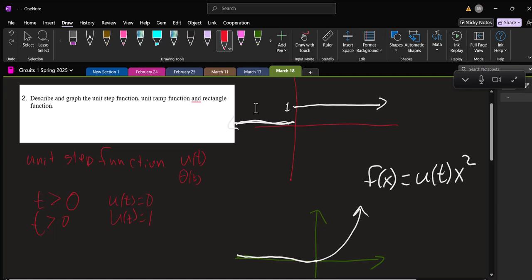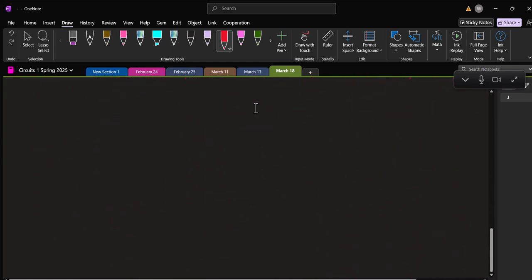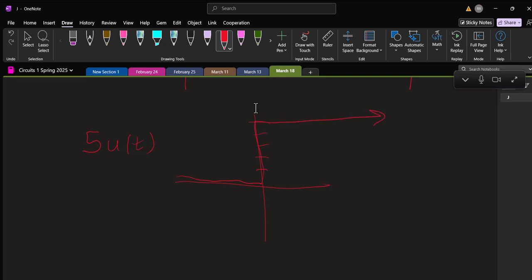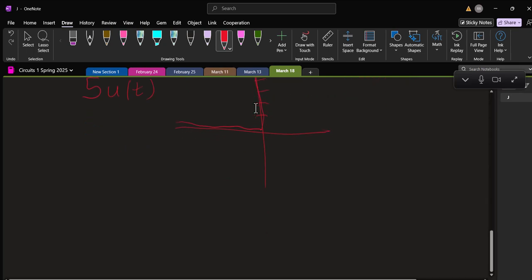Okay, now the unit ramp function. Oh, one last thing with the unit step function. So 5u of t, all that does is multiply it by 5, and so you get to 0, 1, 2, 3, 4, 5, and then it goes up to 5. So that's 5u of t.